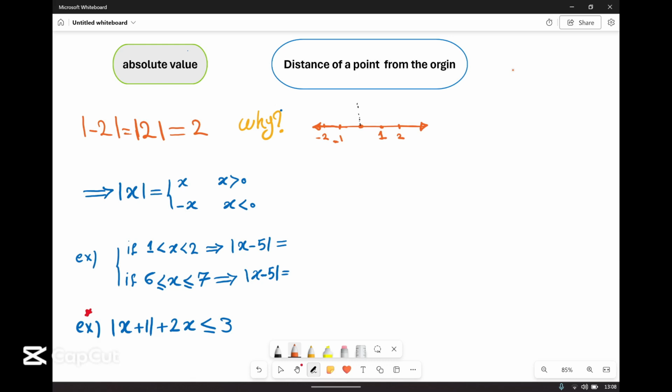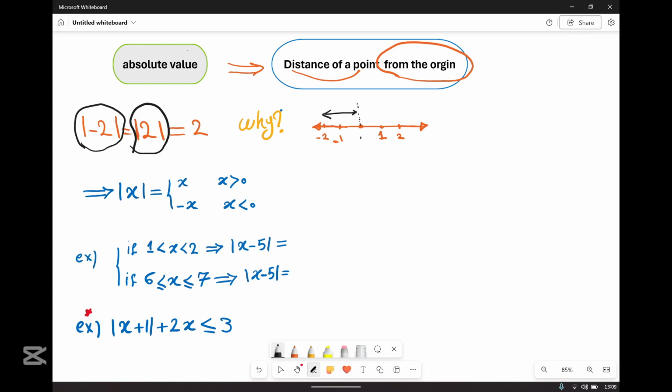Hey everyone, what is the absolute value? It is exactly the distance of a point from the origin. Therefore, when you have the absolute value of -2 and the absolute value of 2, they are the same, because the distances from 2 to 0 and from -2 to 0 are both 2 units.